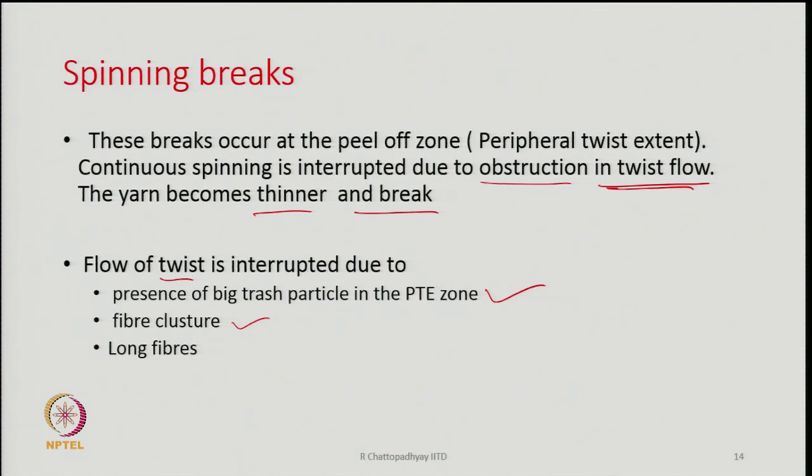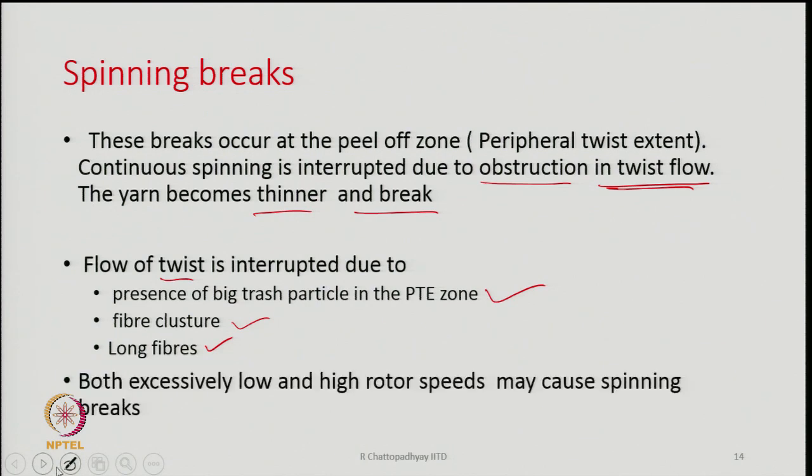So, a bundle of fiber may be not opened properly and entering the rotor, and presence of even long fibers can result in this, and crumbled fibers. So, these are the very factors which can affect twist flow. Both excessively low and high rotor speed may cause spinning breaks.